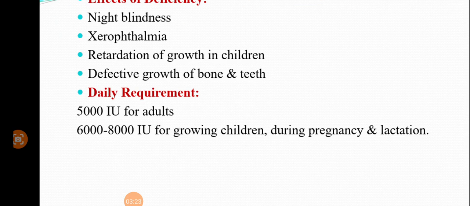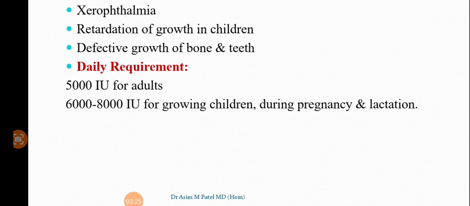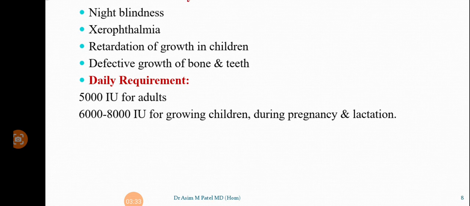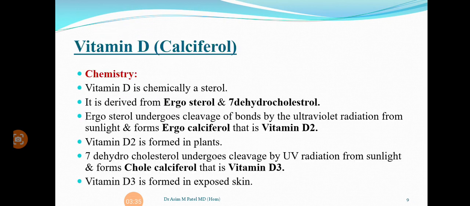The daily requirement of vitamin A is 5,000 international units for adults, and it is 6,000 to 8,000 international units for growing children, and during pregnancy and lactation. So this is about vitamin A.